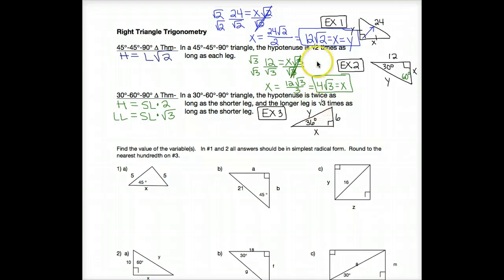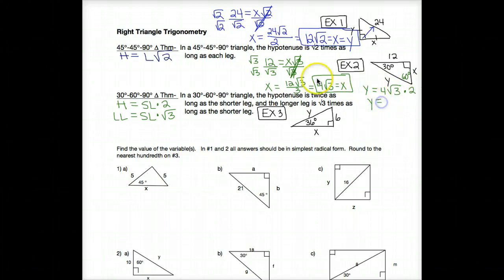Now I'm not finished, and like in example 1, I can't just put equals y. Here, x and y are not the same length. It's not an isosceles triangle with the legs that we're talking about. So I now need to go back and solve for y. So we already said that y is the hypotenuse. So that means I have to use this formula to find it. So hypotenuse is y equals short leg times 2. Well, the short leg was x, so that's what I just solved for. So 4 radical 3 times 2 is going to give me y.